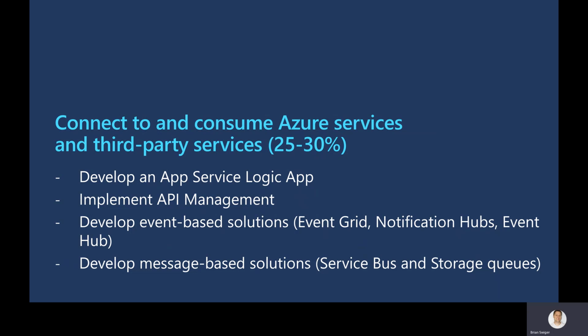So we're looking at Azure App Service Logic Apps, so our serverless workflow. We're looking at API management, event-based solutions. So several services here in terms of Event Grid, Notification Hubs, and Event Hub, and developing message-based solutions in terms of Service Bus and Storage queues. So understanding the difference between a Service Bus queue and a Storage queue would be vital here.